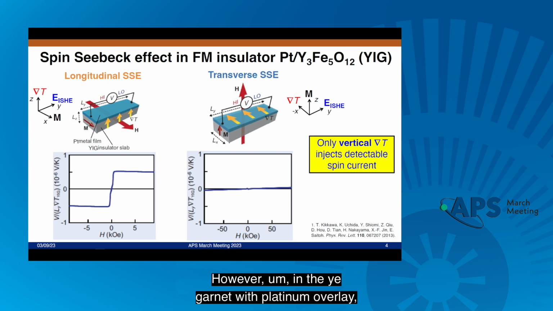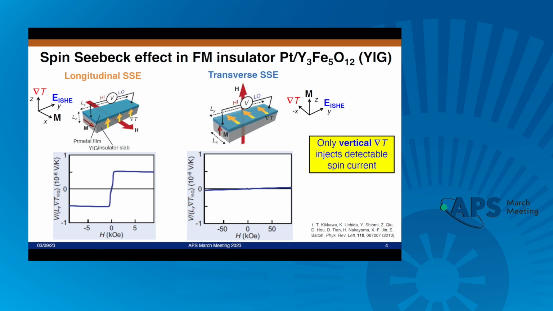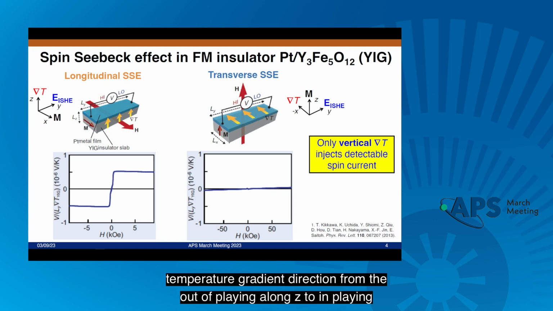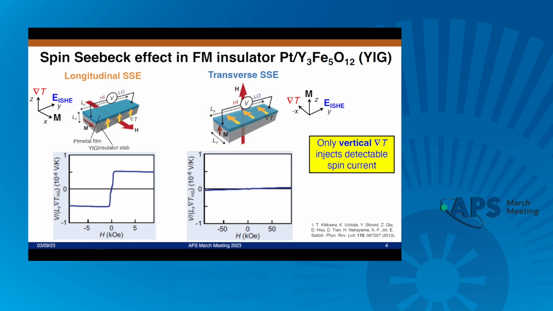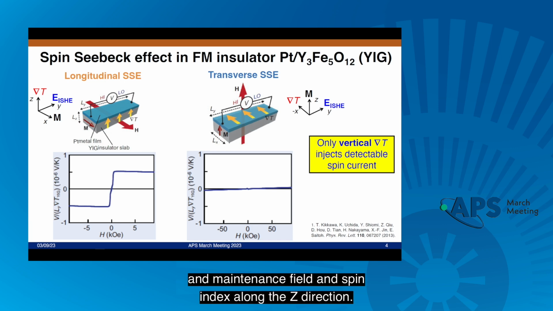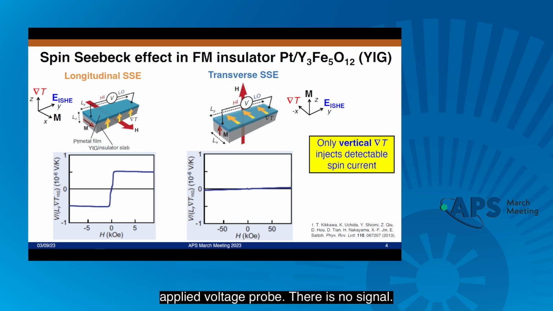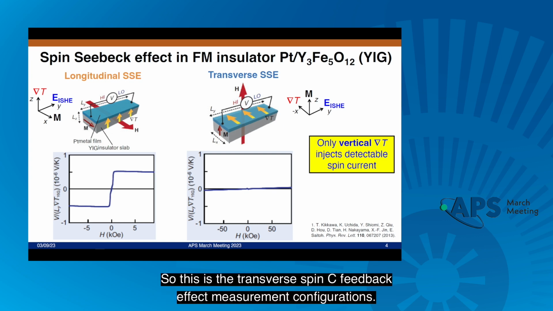However, in yttrium iron garnet with a platinum overlayer, if you switch the temperature gradient direction from out-of-plane along z to in-plane along x, and you still maintain the mutually perpendicular relationship, which sets the moment, magnetic field, and spin index along the z direction, and the temperature gradient along the x direction, with a voltage probe applied along the y direction, there is no signal. So this is the transverse spin Seebeck effect measurement configuration.